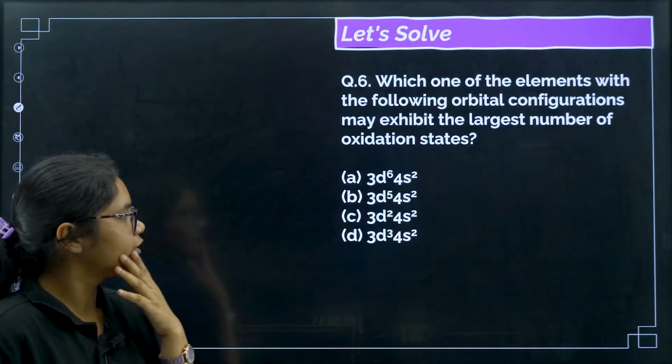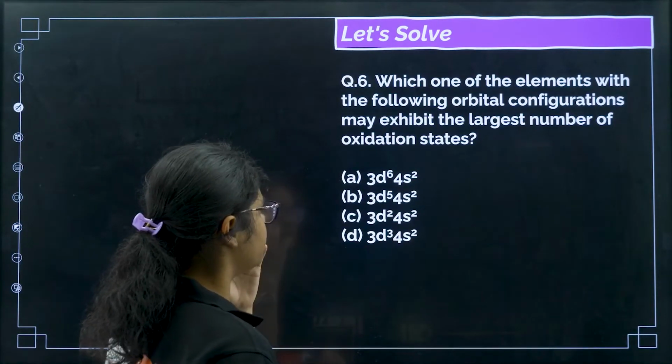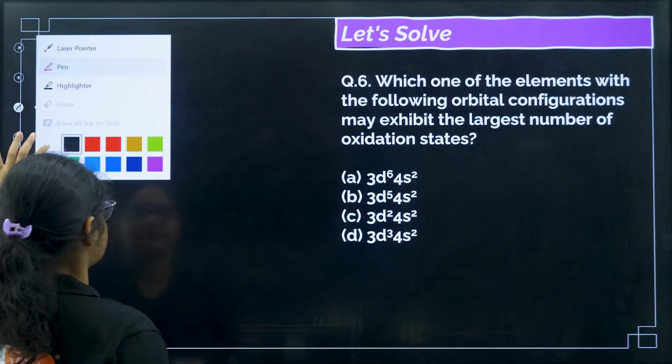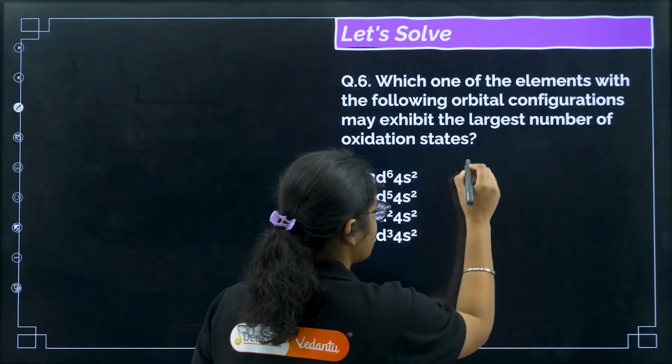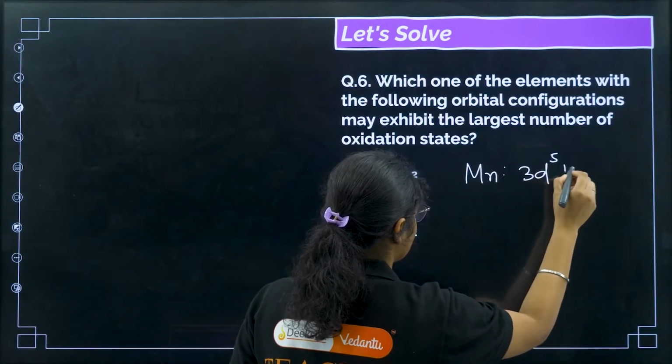Now let's solve a question here. Which of the following elements with the following orbital configurations may exhibit the largest number of oxidation states? We have just seen that the largest number of oxidation states is exhibited by manganese. Its electronic configuration is 3d5 4s2.